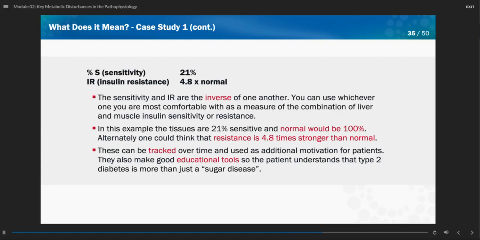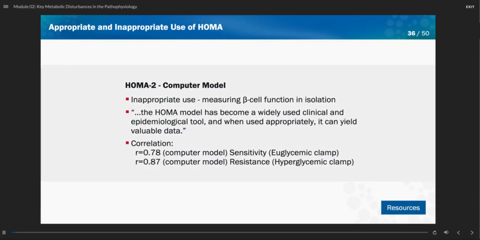These can be tracked over time and used as additional motivation for patients. They also make good educational tools so the patient understands that type 2 diabetes is much more than a sugar disease. There is both appropriate and inappropriate use of the HOMA testing. And there's an article from Diabetes Care in 2004 which reviews this, the use and abuse of the HOMA modeling.